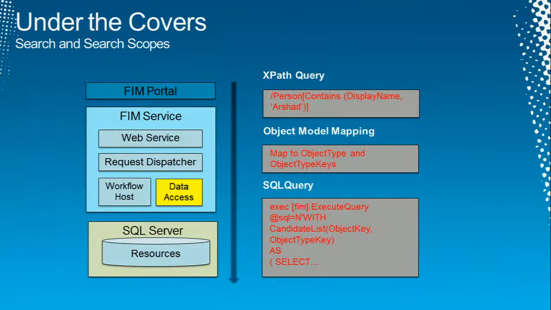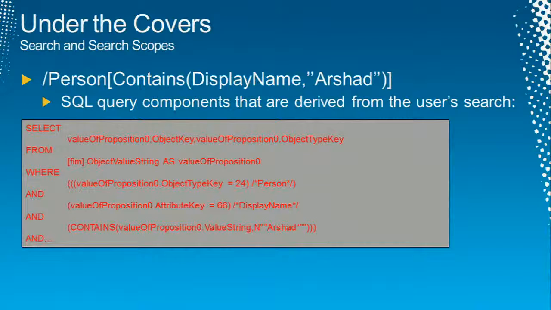So let's look at the SQL query in a little greater detail. You see there is an XPath that says display name contains Arshad for an object type called person. How does that translate into a SQL query? Ignoring the actual strings in the SQL, because those are related to the table names and so on that we have within the FIM database, essentially you're saying: let's look at a table that has all person objects. Then let's get the attribute called display name. And once you have the attribute called display name, let's look for Arshad.